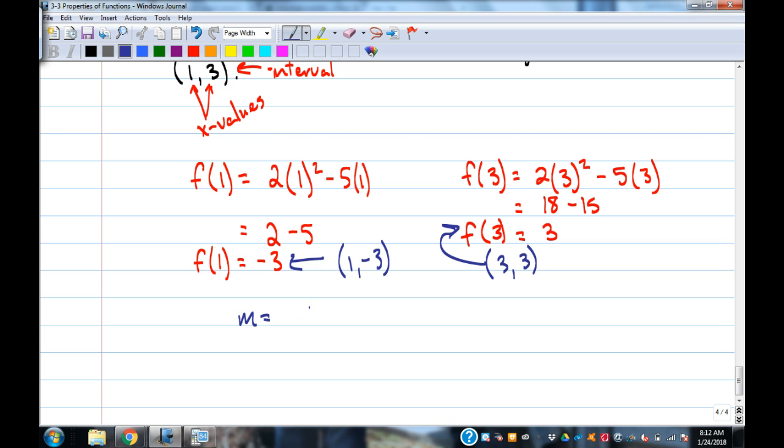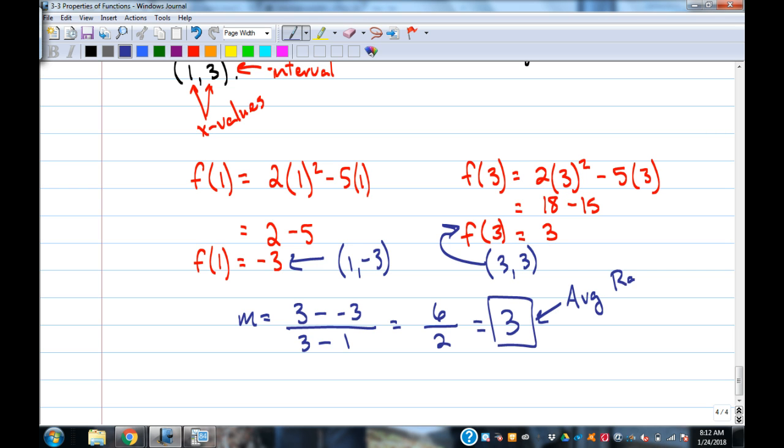Y2 minus Y1, so I'm just going to start 3 minus negative 3 over 3 minus 1. So it's going to be 6 over 2, which would reduce to be 3. That 3 right there is our average rate of change. Average rate of change, the slope.